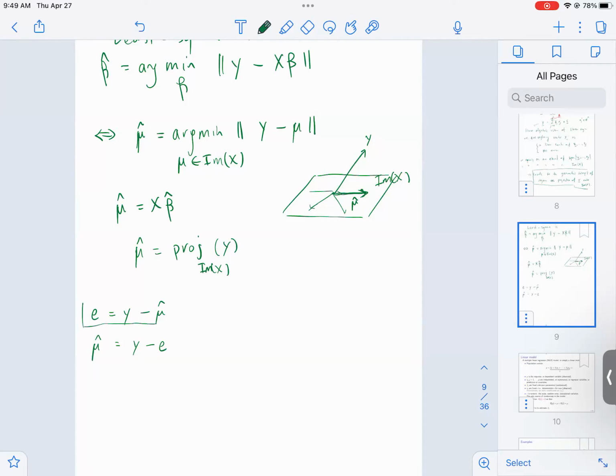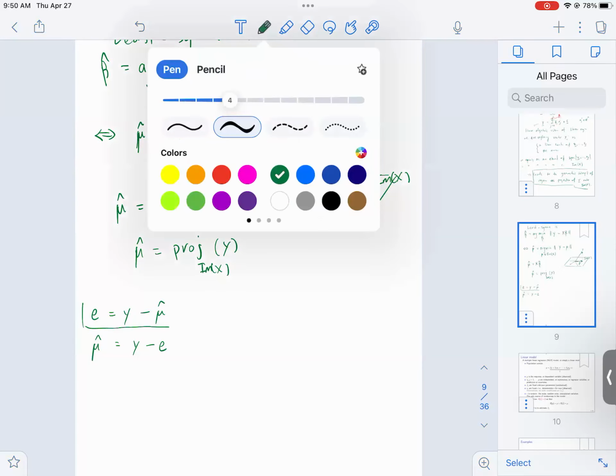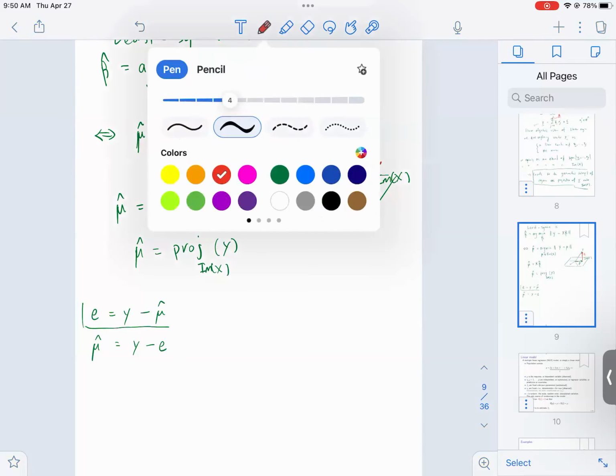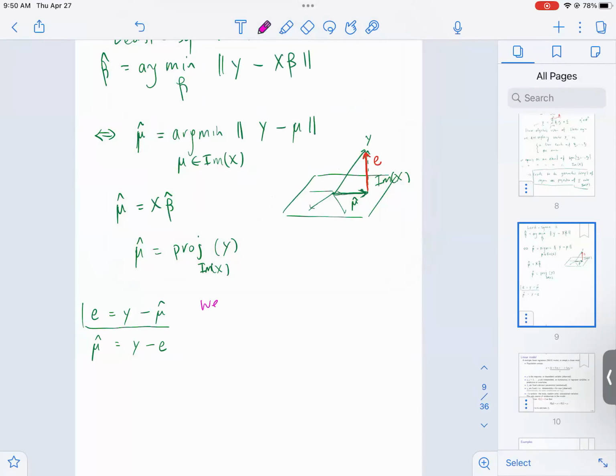But is there anything special about this error that I know? This is the error vector, E. Okay, good. So we know that E is orthogonal to mu hat. Okay. This is good. Do we know more?